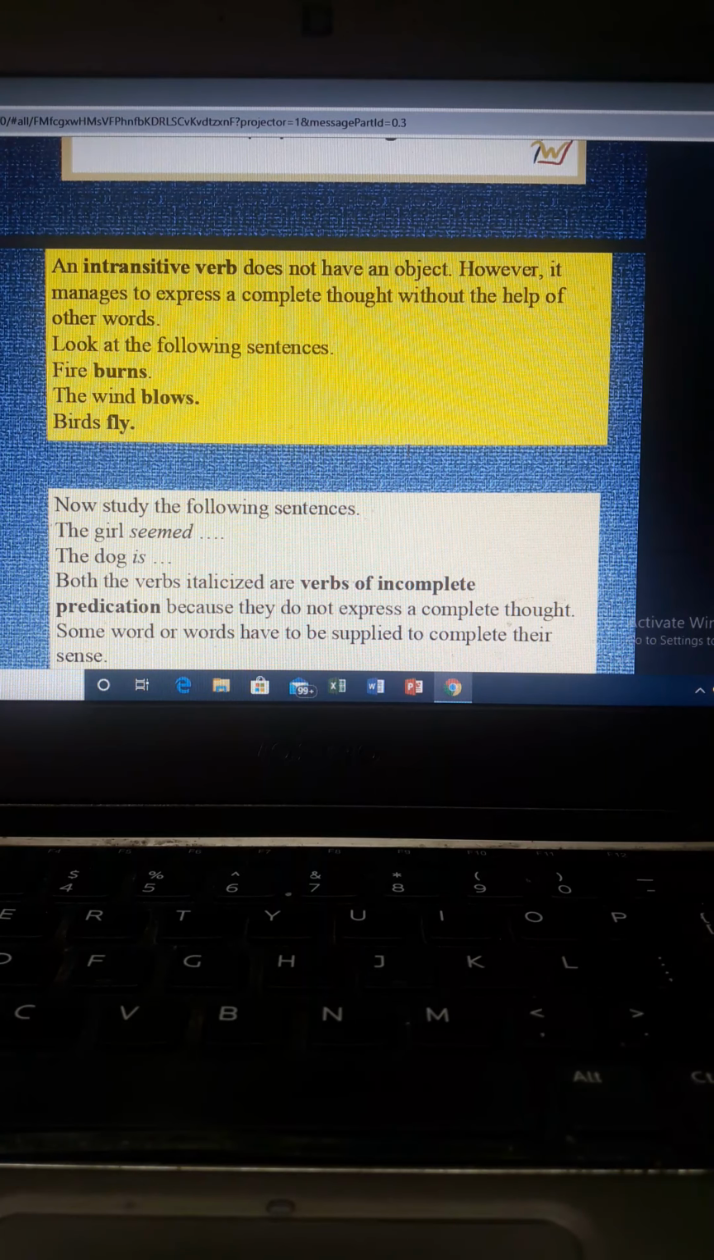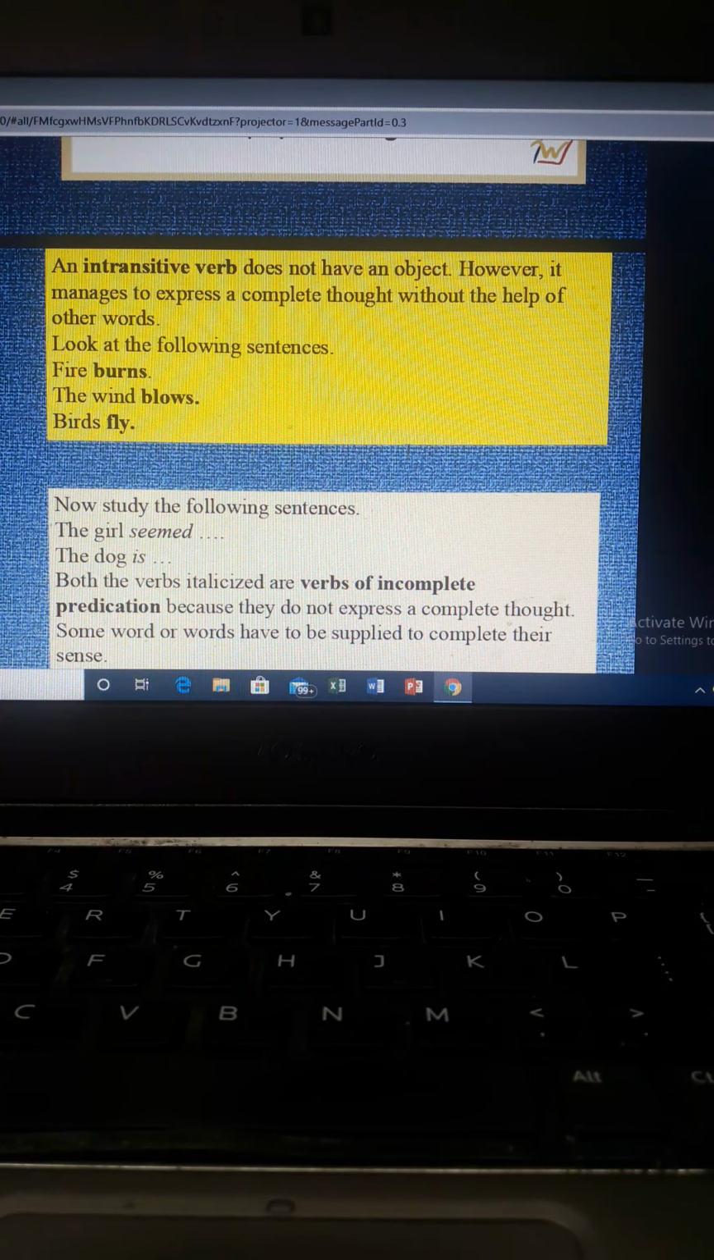Now, we start off from where we left. Verbs of incomplete predication. You need to understand this also. For example, see the sentence which is written over here. Fire burns or the wind blows. Right? Only two words are there in this sentence.